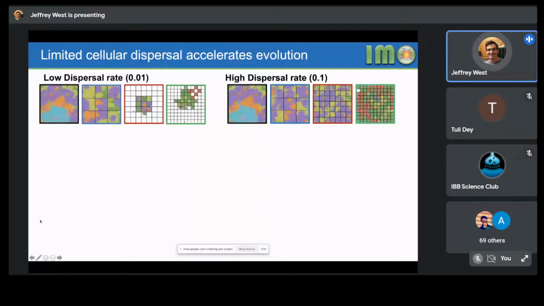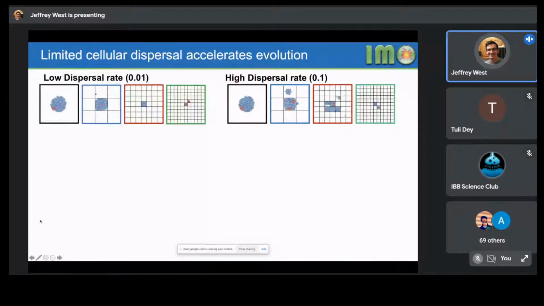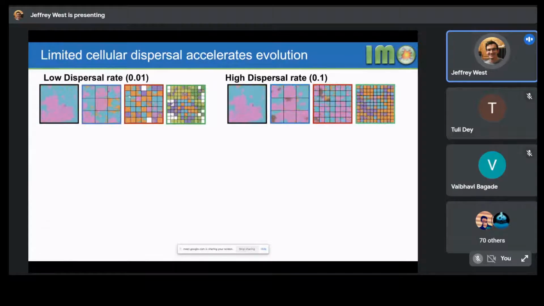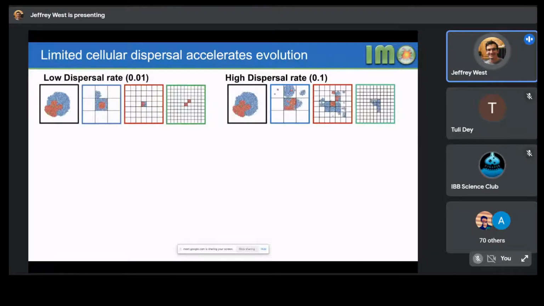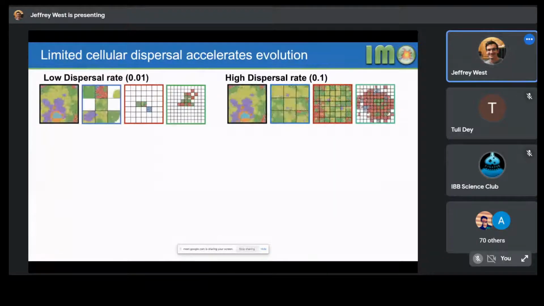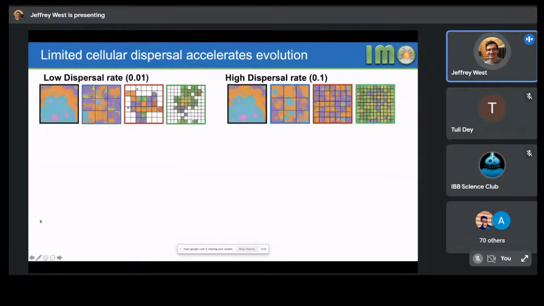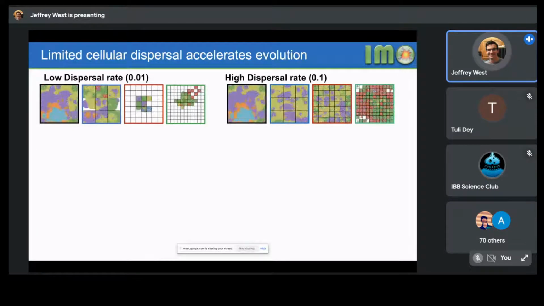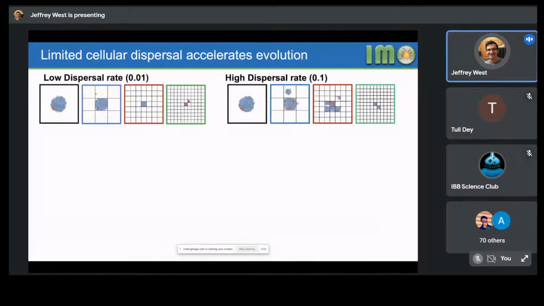So here we have a very low dispersal rate. And you can see that before that first dispersal event occurs, we actually get some sweeping in the first region before we seed a new cell into the neighboring region. Compared to this case, where the dispersal is happening so quickly that limited clonal sweeps are occurring in that first region in the middle. So let's quantify this a little bit.